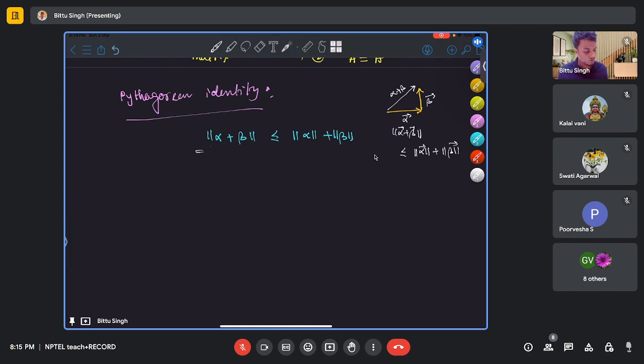This property can also be checked very easily. Sorry for that. This is actually called the Cauchy-Schwarz inequality, not an identity. This is called the Cauchy-Schwarz inequality.